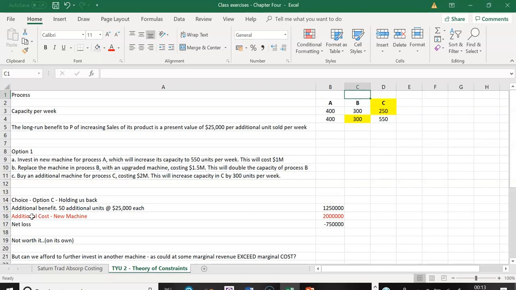So that's really TYU2. Work through it again and make sure you're comfortable with it. Cool, great stuff.